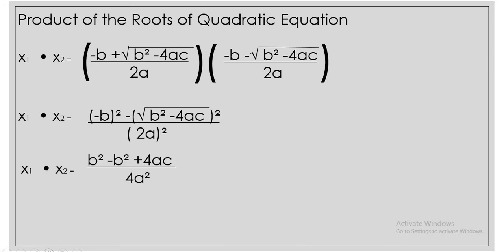Then simplify, we have here negative b squared is b squared minus, you extract it, so you will cancel the square outside and the square root or the radical sign. So it will become b squared minus 4ac all over 4a squared. So b squared minus b squared cancel. So you will have 4ac all over 4a squared. Okay. Then your product of the roots is c over a.